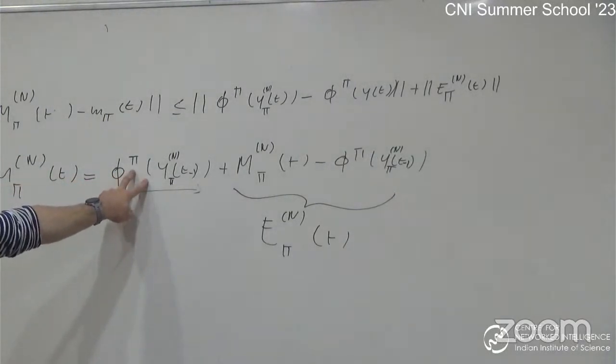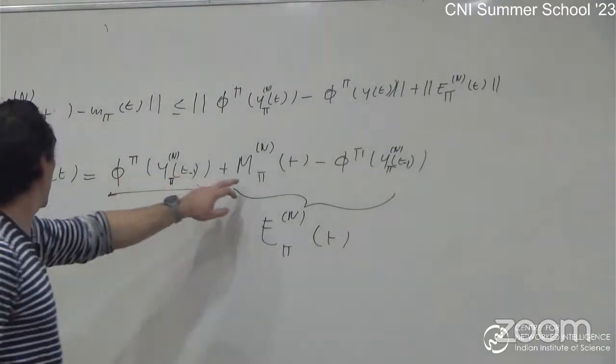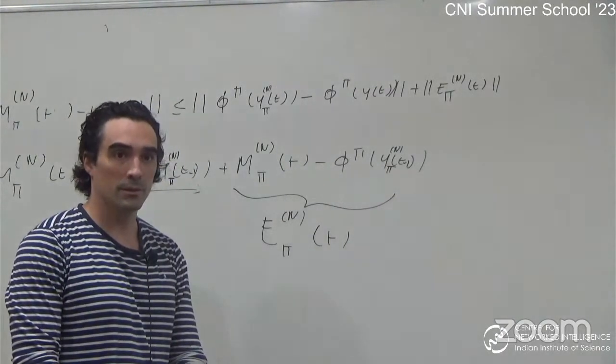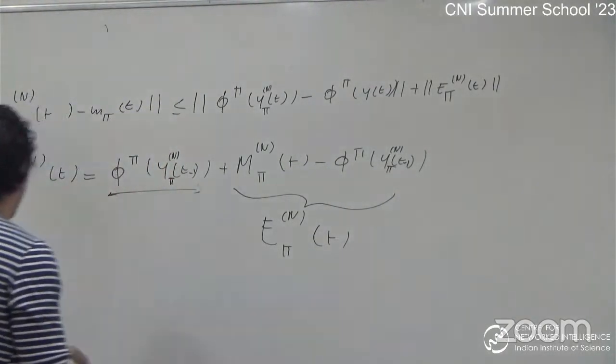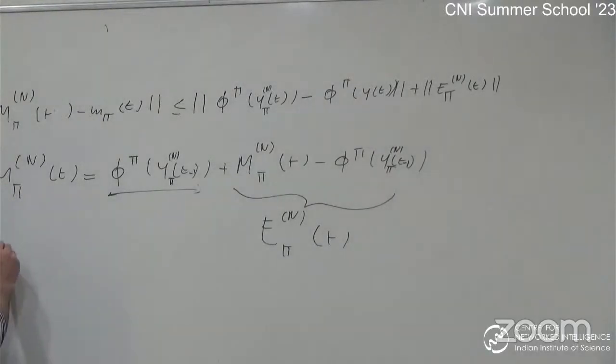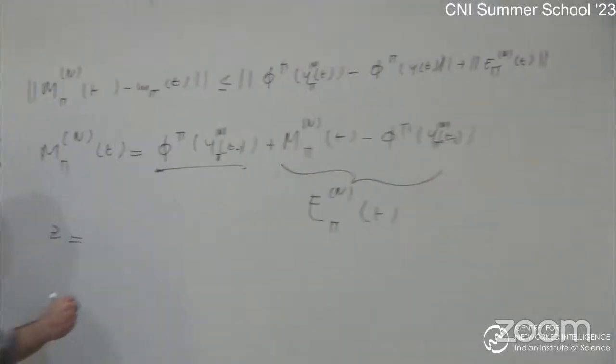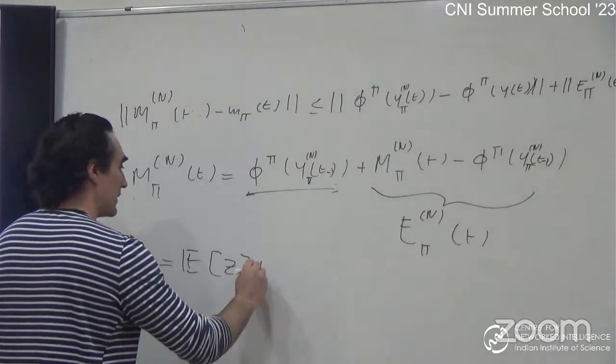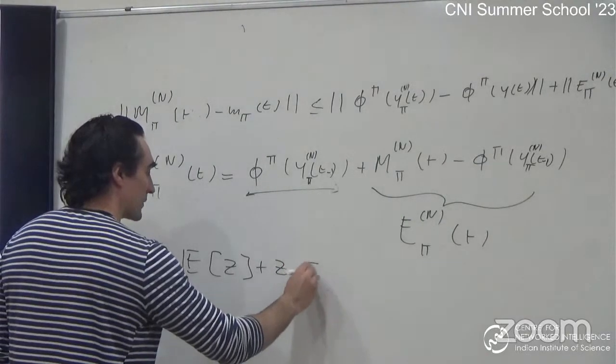So this is the expectation, right? We agree that this is the expectation. No, but the only thing that I've said is you have a random variable Z. And I just say that Z is equal to expectation of Z plus Z minus expectation of Z.